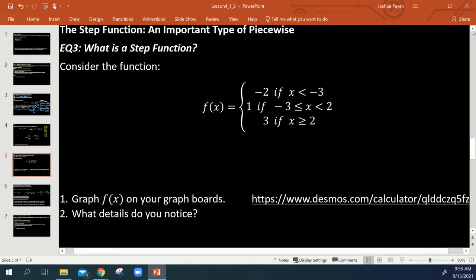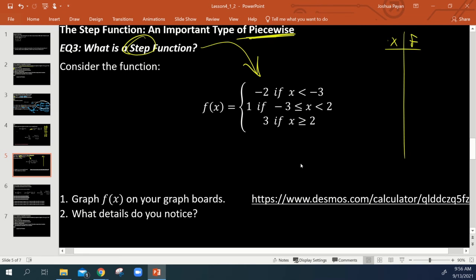Okay, so now let's look at a different kind of function. This is called a piecewise function, but it's a step function. So this right here is a step function. Long story short, if we graph this, it's going to make steps. So let's make our t-chart.